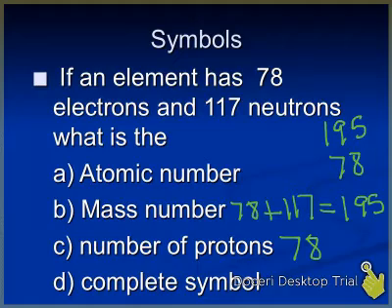Now I can look up my symbol. Do I look up 78 or do I look up 195? 78, who's 78? Pt. And then, we've already answered most of our questions, right? We've already done D. We've already figured out protons. We've already figured out the mass number. What's the atomic number? 78.